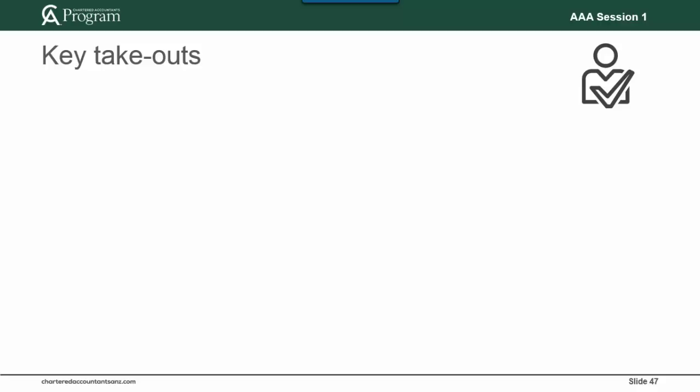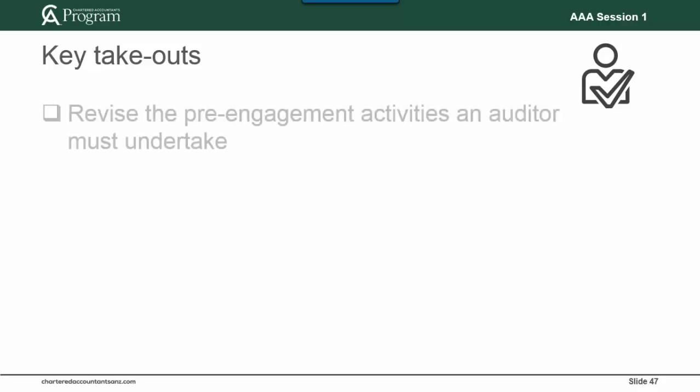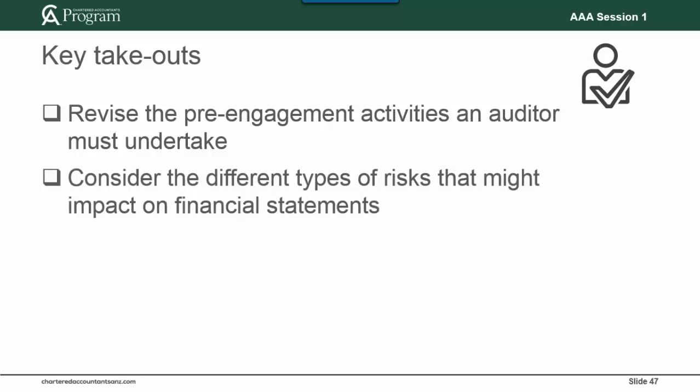The key takeouts from today's application video are: don't ignore pre-engagement activities just because it's one of the early units. Don't forget the ethical requirements, even though they are not covered by the auditing standards and they weren't specifically addressed in this video, they are still very important. Risks come from many sources. Consider how business risk can impact on the financial statements. Don't ignore the potential for fraud. Prior experience with the client shouldn't be ignored in the risk assessment phase.